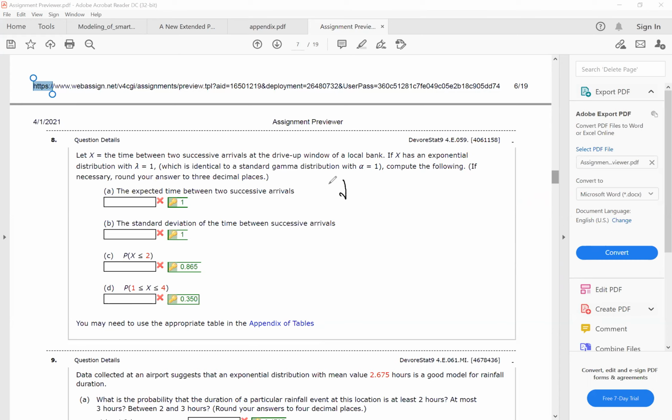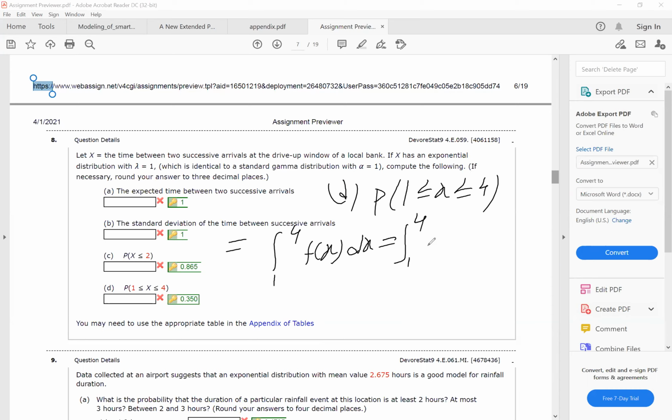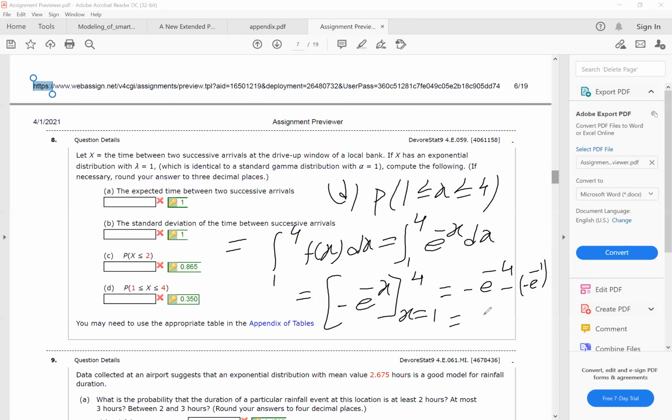Okay, part D. So we have to find the probability where x is between 1 and 4. So this is the integral from 1 to 4 of f of x dx. So that's the integral from 1 to 4 of e to the power minus x dx. So this is equal to negative e to the power negative x, with x from 1 to 4. So this is negative e to the power minus 4 minus negative e to the power minus 1. So that's minus e to the power minus 4, and this is negative, so it will be plus e to the power minus 1. If you simplify this using a calculator, it will be 0.350. This is the answer.